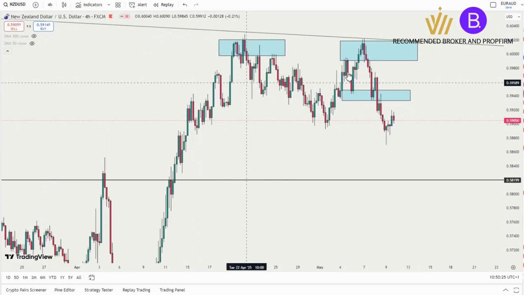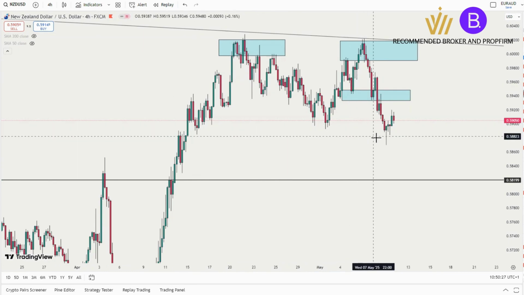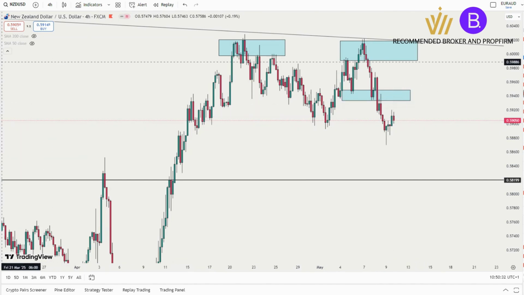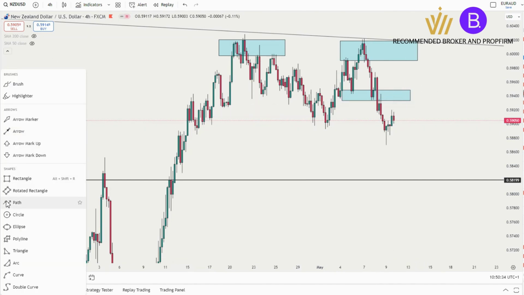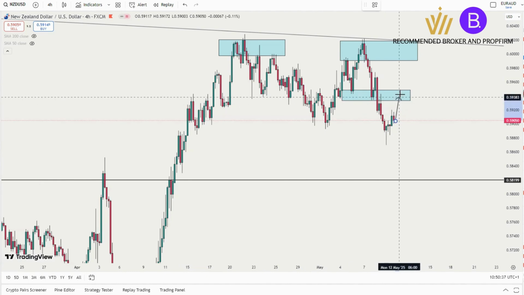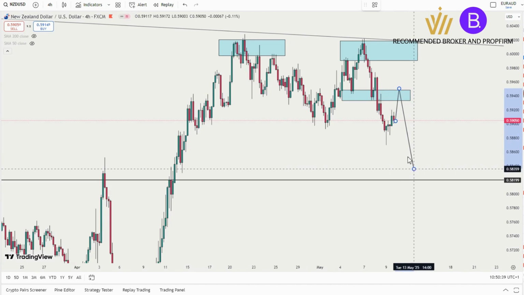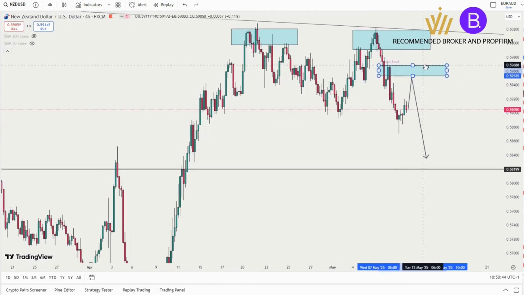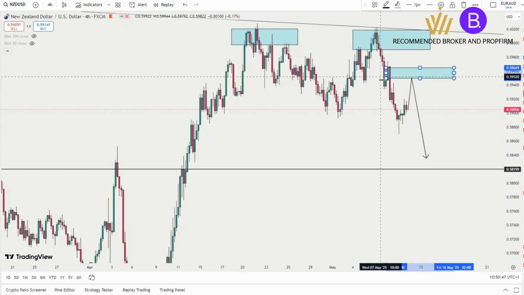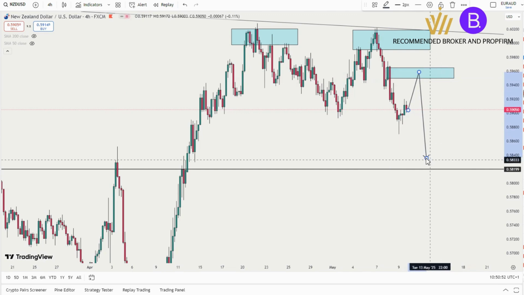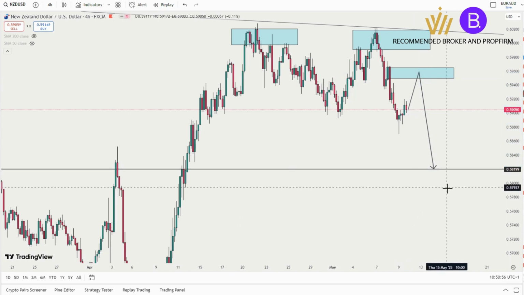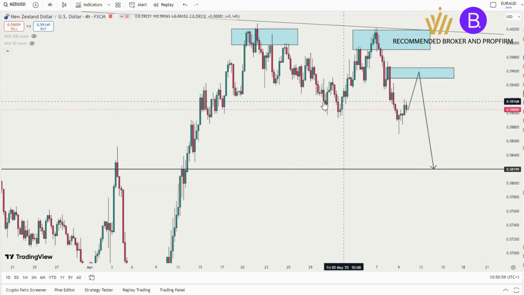Right now there is a break of this neckline, which price will probably retest around this area. So I'll be expecting a sell setup from this supply zone. Where's the supply zone? Let me mark it for you. This is the supply zone right here, as you can see. So I'll be looking for a sell setup around this area back to the next support level, which is 0.58199, because this level has been invalidated and price has created a new level.